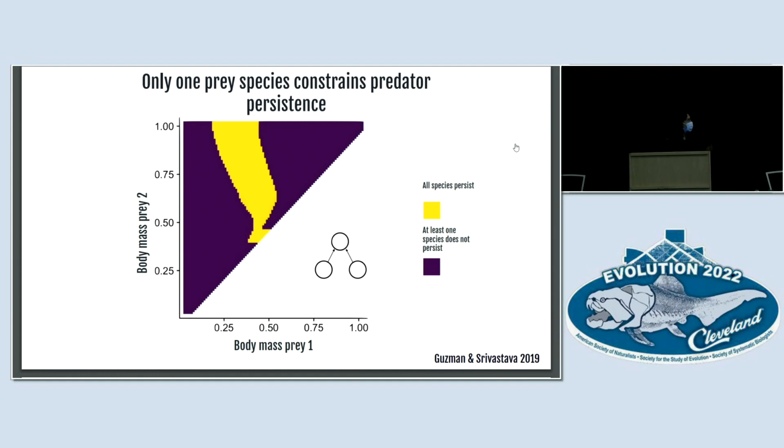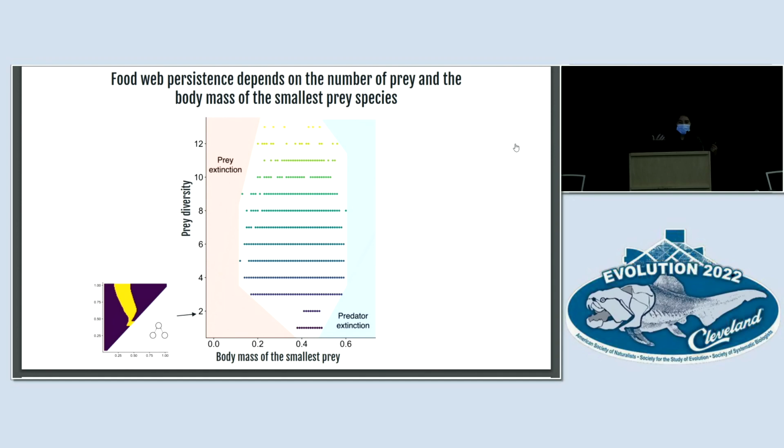Okay, so let's start increasing diversity. Here on the x-axis, we have the body mass of prey number 1. On the y-axis, we have the body mass of prey number 2. The areas in yellow are where the predator and all the species persist, and in purple is where it doesn't persist. You can see that the persistence of the predator is constrained to intermediate prey body sizes. But one of the interesting things is that it's only prey number 1 that actually constrains the persistence of the predator. As long as prey number 2 is larger, it doesn't really matter what body size it is. So that's cool. And as we continue to increase diversity, again, the predator's persistence was only constrained by the body size of the smallest prey.